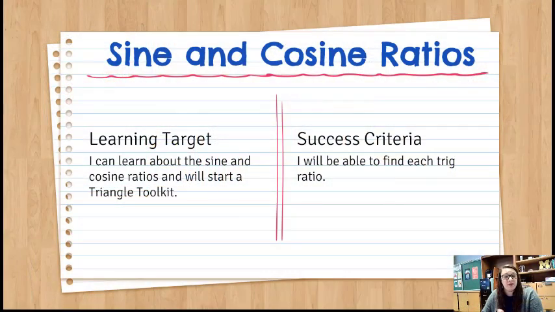Our learning target is that you'll be able to learn about sine and cosine, and we'll use that with our triangle toolkit. You'll be able to find each trig ratio at this point, that is sine, cosine, and tangent. Later we'll talk about angles. This is just the start of chapter 5. I'm excited to get going.